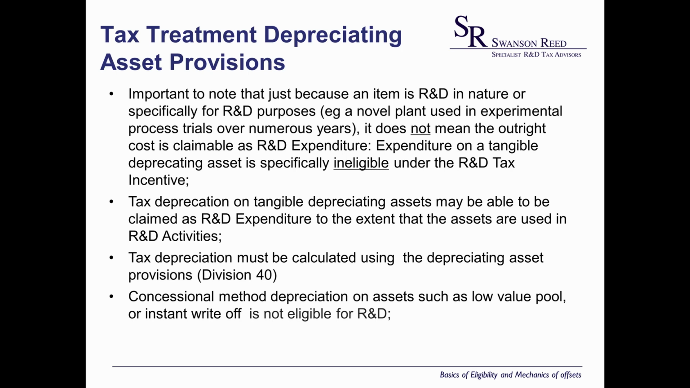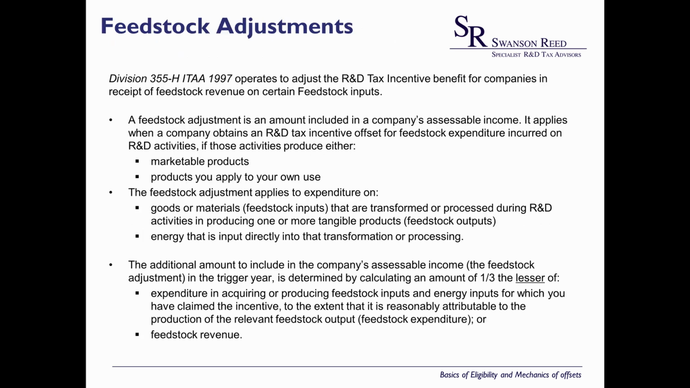Tax depreciation on tangible depreciating assets may be able to be claimed as R&D expenditure to the extent that the assets are used in R&D activities. Tax depreciation must be calculated using the depreciating asset provisions in Division 40 of the Tax Act. Concessional methods for depreciation on assets, such as low value pools or instant write-off, are not eligible for R&D expenditure.